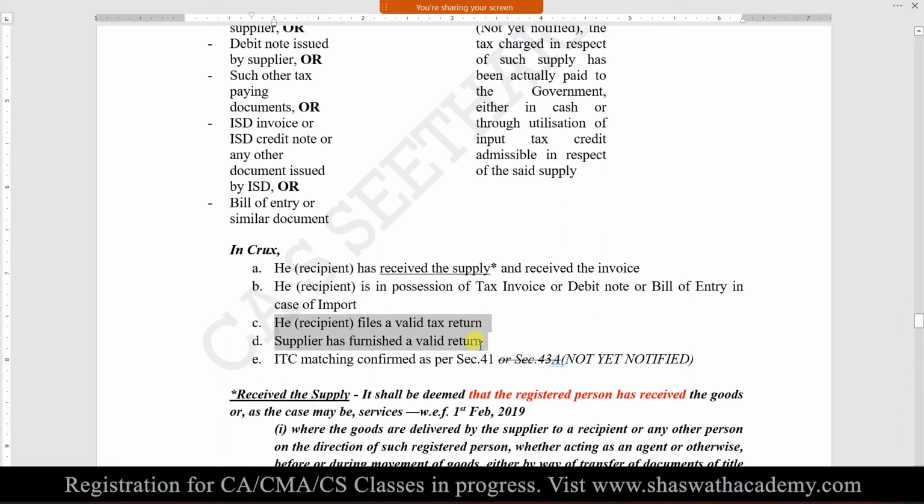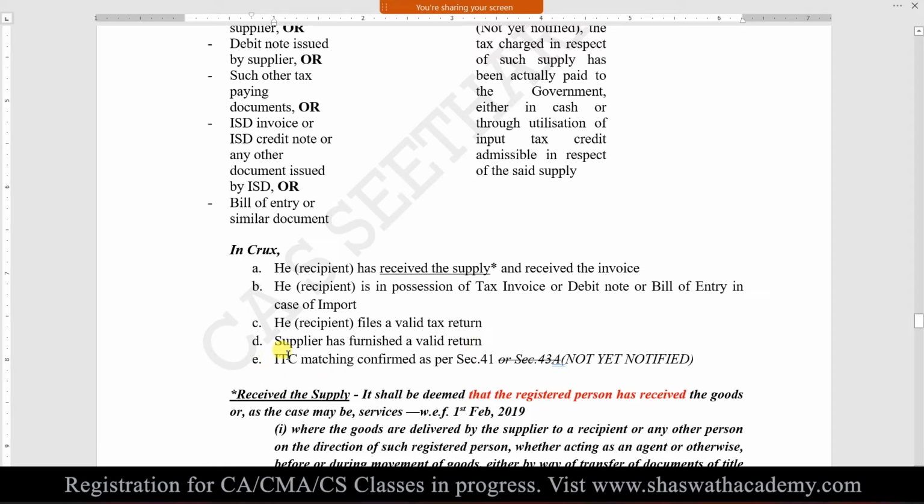And next one, he, the recipient, has filed a valid tax return. Recipient and supplier both have to file their valid tax return. What do you mean by valid tax return? All self-assessed taxes have been fully paid. That means GSTR 3B has been filed with no dues. And you all will be aware that GSTR 3B cannot be filed with tax payable. I have already clarified that.